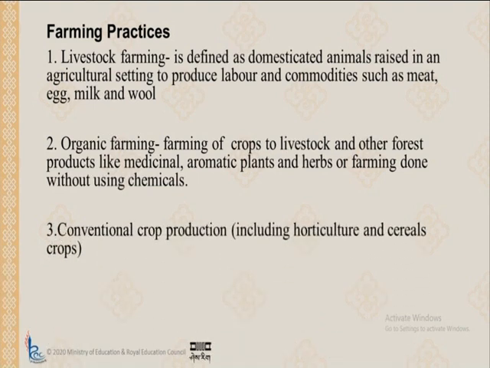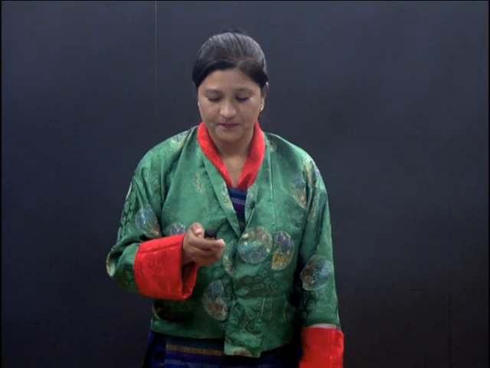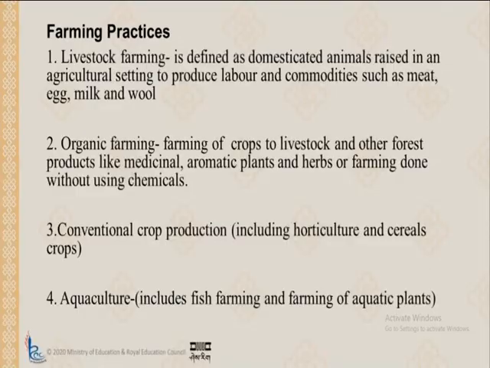Then we also have conventional crop production, which is also known as industrial agriculture. It includes horticulture and cereal crops. Here horticulture means growing of flowers, fruits and vegetables, and also growing of aromatic plants for ornaments and for fancy purposes. Then finally we have aquatic farming, which includes fish farming and farming of aquatic plants.